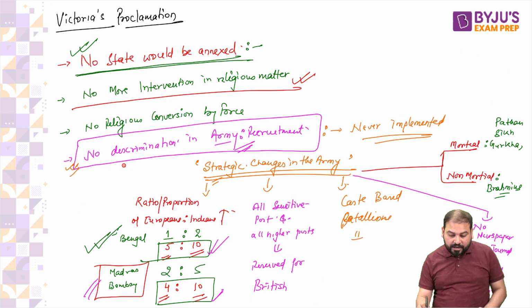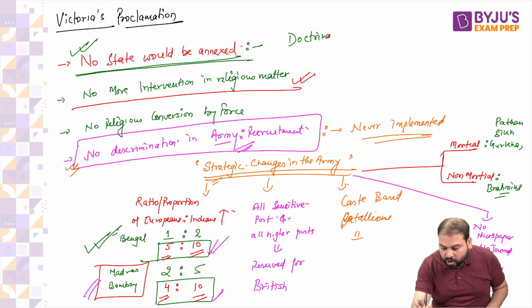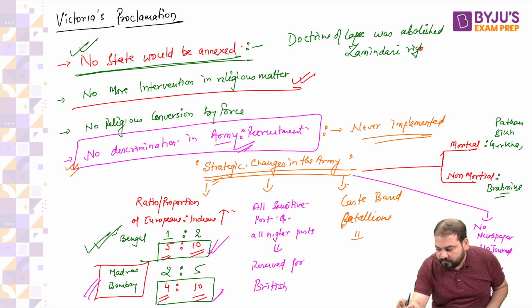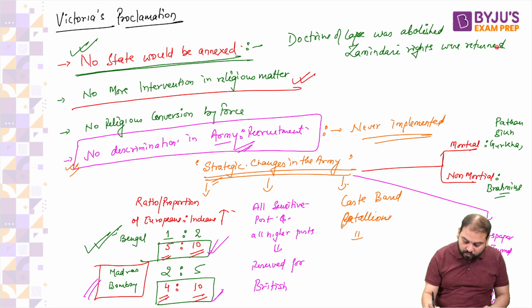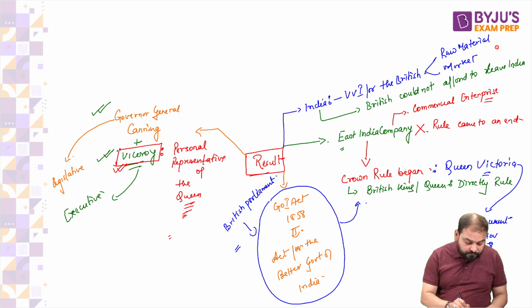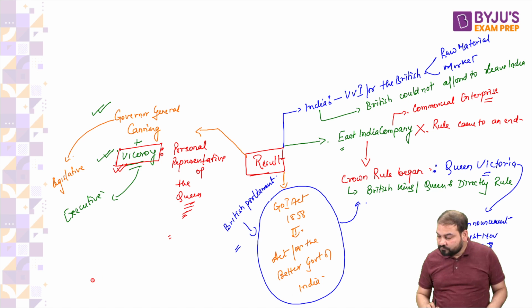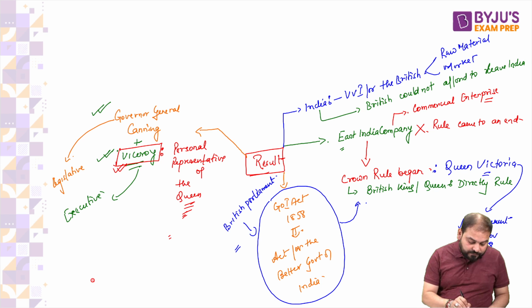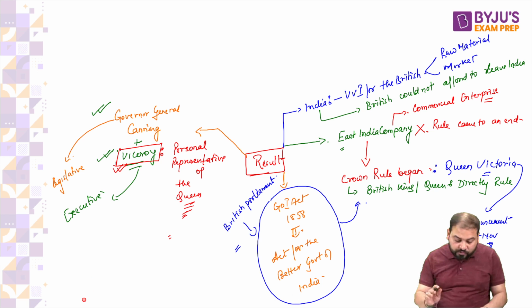See, for those who are asking, let me make it very, very clear. Yes, the doctrine of lapse was abolished later. Zamindari rights were returned to many people. That was done. There is no doubt about that. Getting my point? Am I clear, everyone? All of you till here, any doubt?